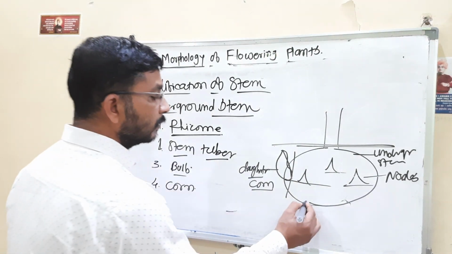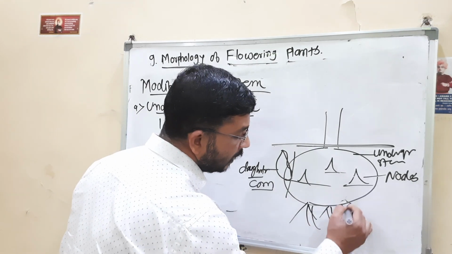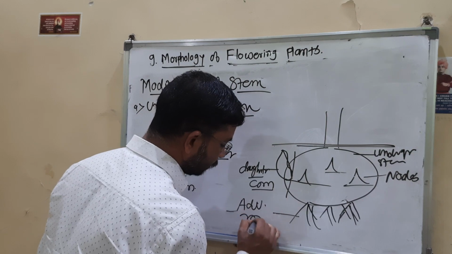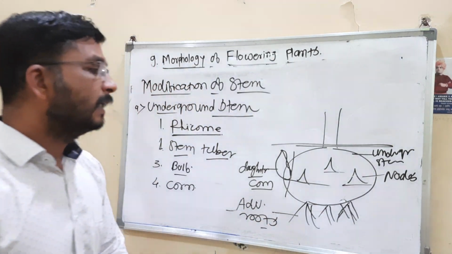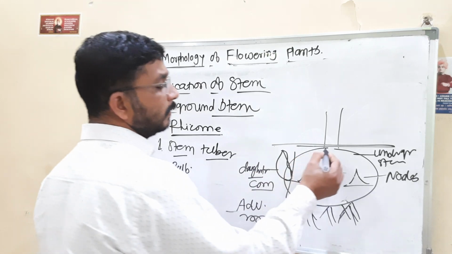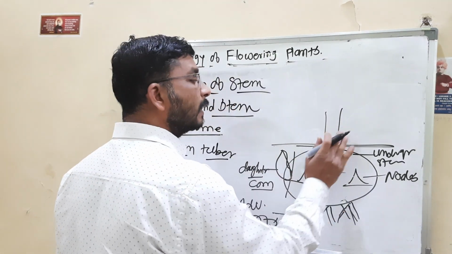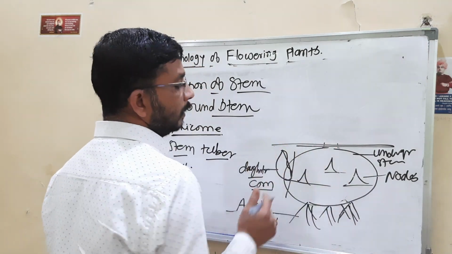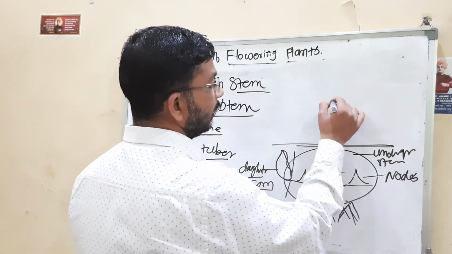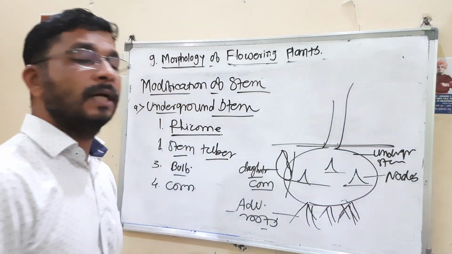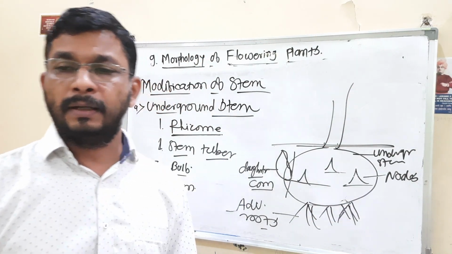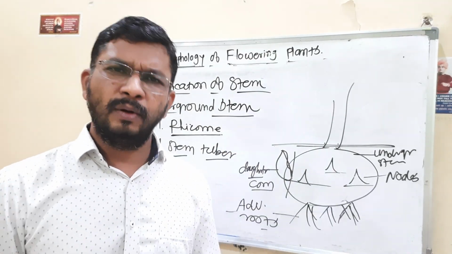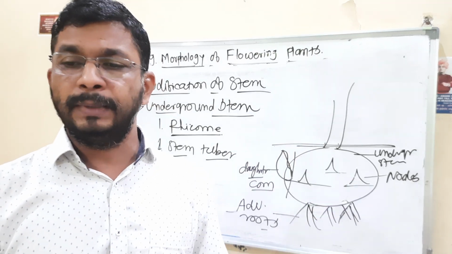Then we found here an adventitious type of root system, adventitious roots. And when this corm gets an unfavorable condition, this aerial system disappears. And when they get a favorable condition, again this corm produces this kind of aerial system. This is another modification of corm.